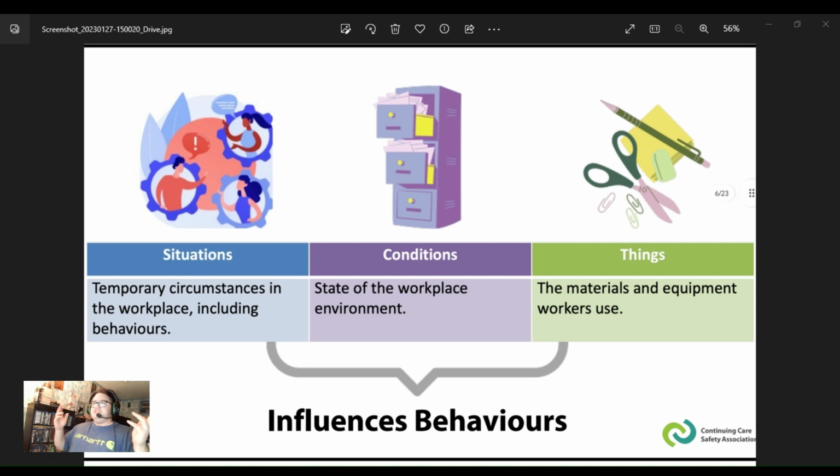So, what are situations and conditions or things? They can refer to the physical and psychological state of the environment, the materials and equipment used, and the processes to get the day's work done. Right on.